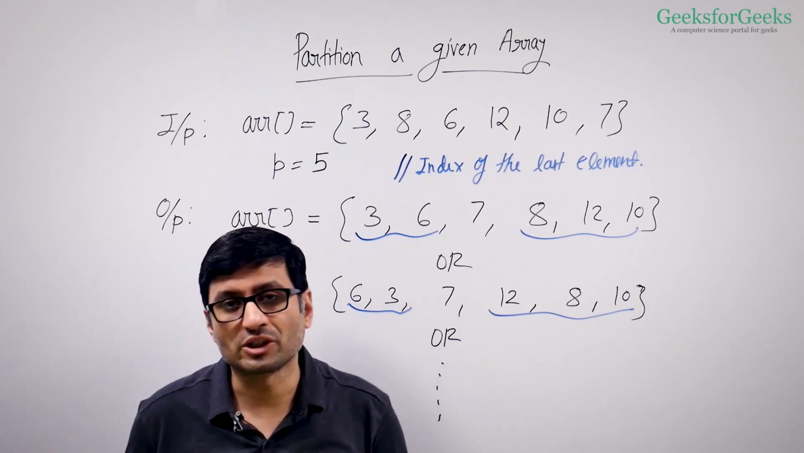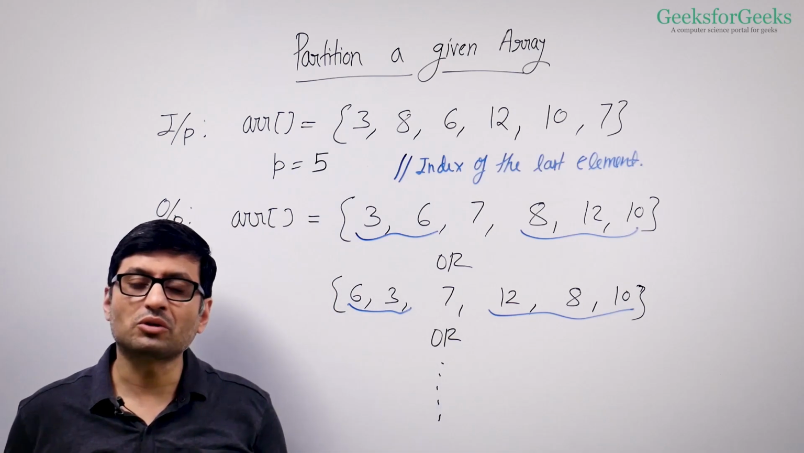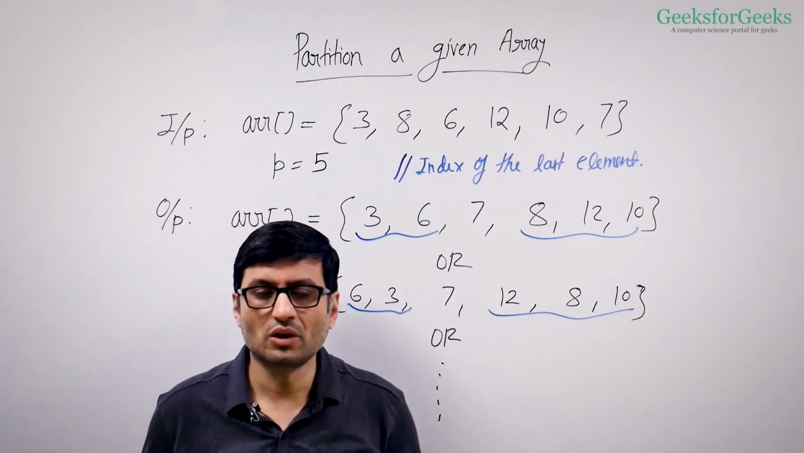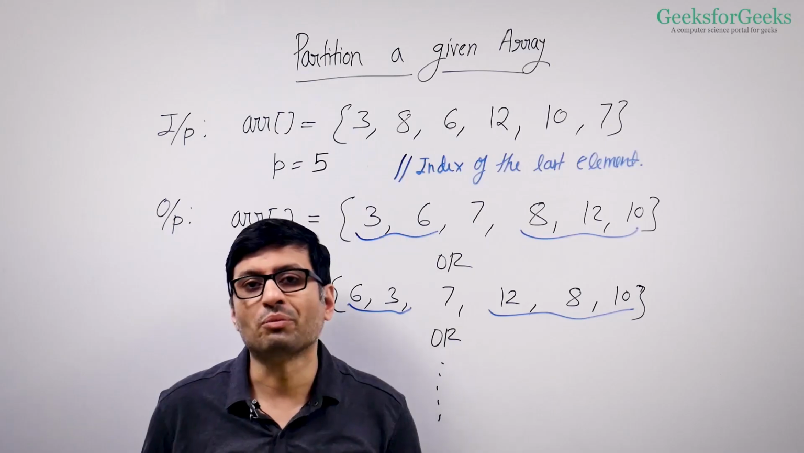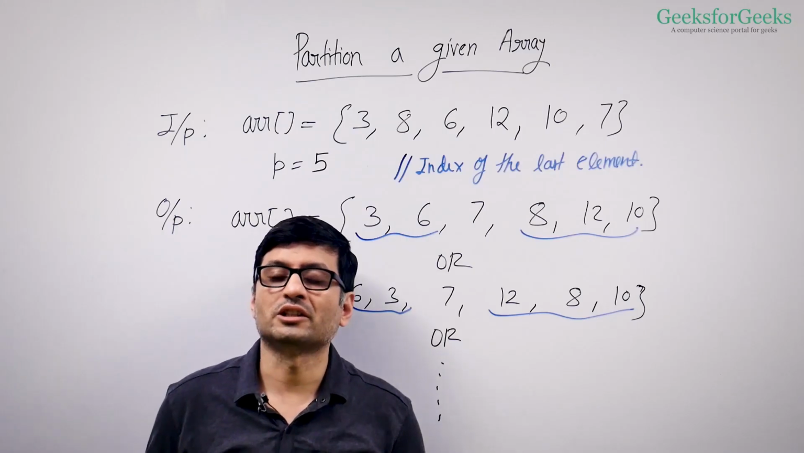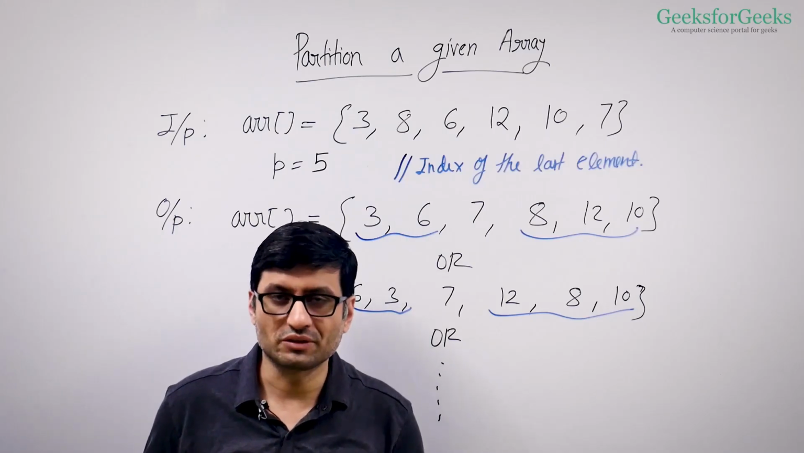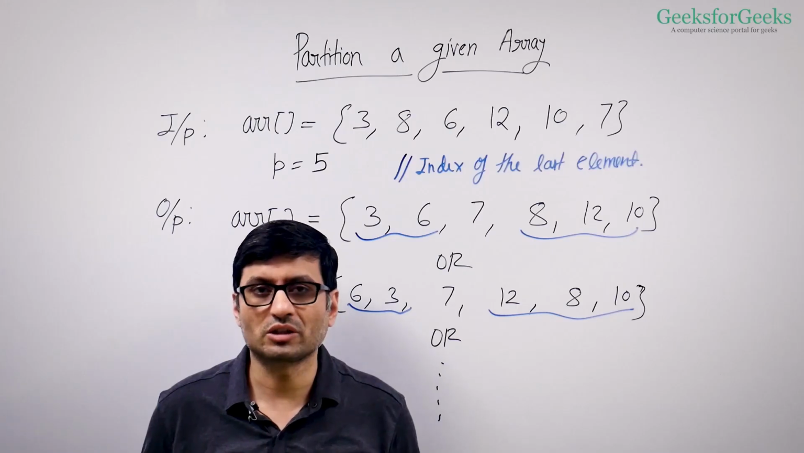You may think of different solutions. We'll talk about 3 solutions of this problem. One is the naive solution, then there is an algorithm called Lomuto partition, then there is another algorithm called Hoare's partition. We'll talk about these 3 algorithms one by one.